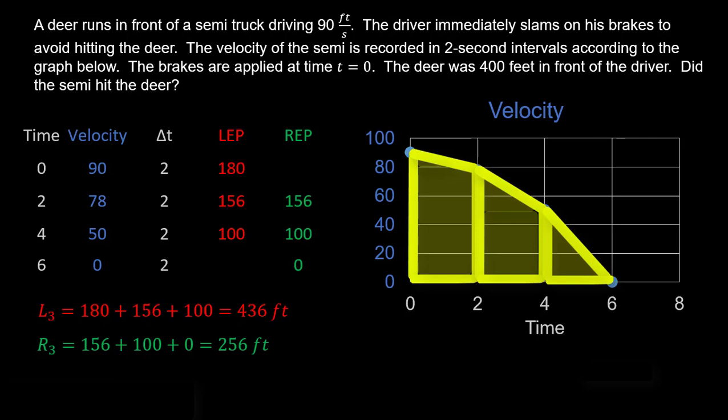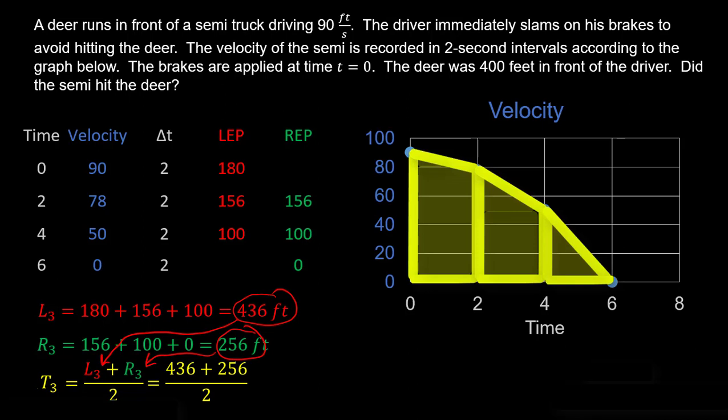So we could calculate this area separately using some geometry to get the triangles, but there's really no need to because our trapezoidal estimate is just going to be the average of our left and right endpoint estimates. So we'll call that our T3 estimate for trapezoidal, and we'll just go ahead and find that by adding up L3 and R3 and dividing that by 2. L3 estimate here, and our R3 estimate here. And our trapezoidal estimate becomes 436 plus 256 divided by 2, which equals 346 feet.